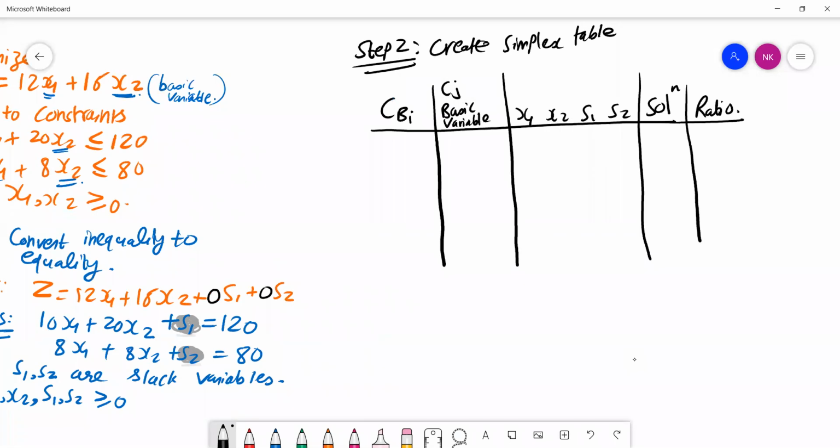Okay, so this is the simplex table that we are going to fill up. Now, what does this mean? CBI, that is the coefficient of the basic variable. Coefficients of the basic variable that are in the current equation. So I will be writing over here: coefficient of basic variable in current iteration.